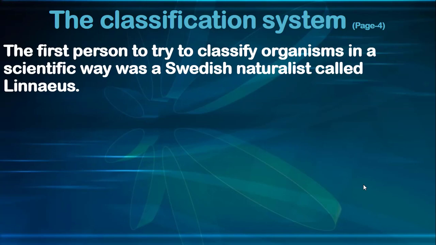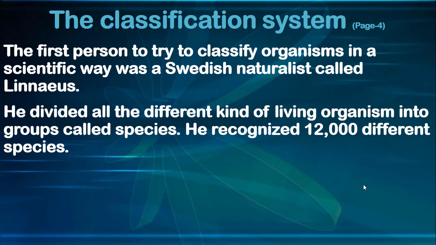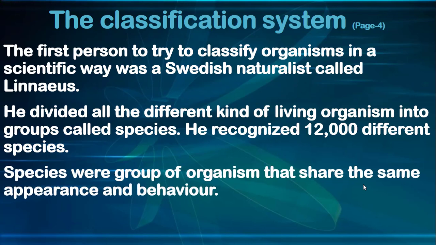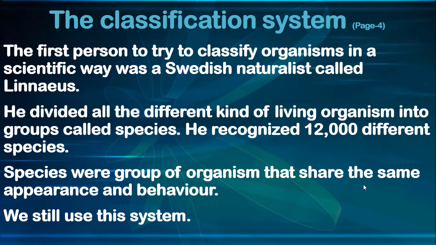Now, the classification system. The first person to try to classify organisms in a scientific way was a Swedish naturalist, Carl Linnaeus. He divided all different kinds of living organisms into groups called species. He recognized 12,000 different species. Species were groups of organisms that share the same appearance and behavior. Now, we still use this system. Let me explain one more term over here.